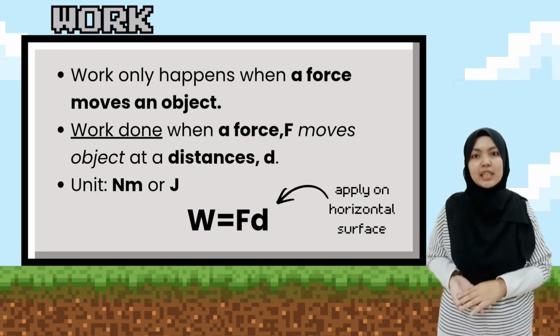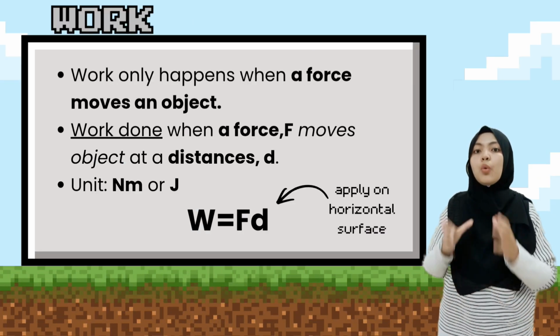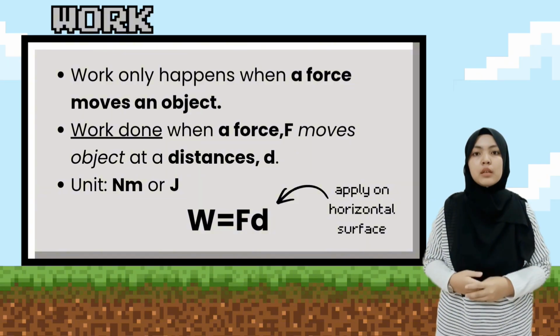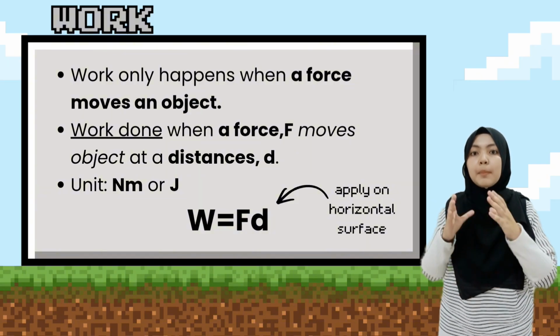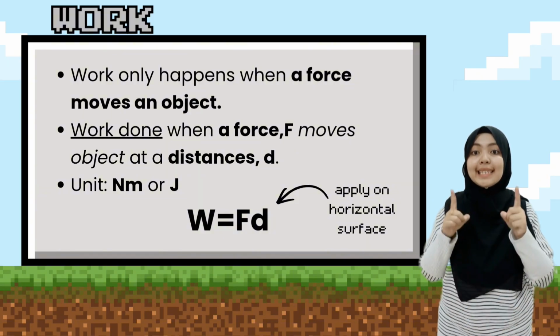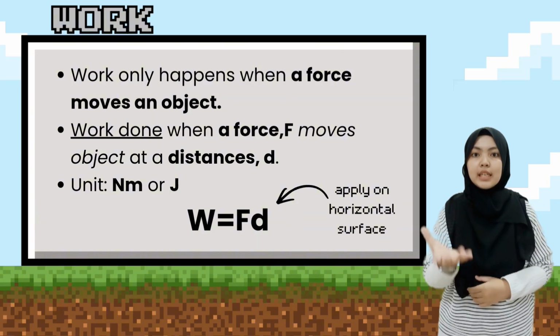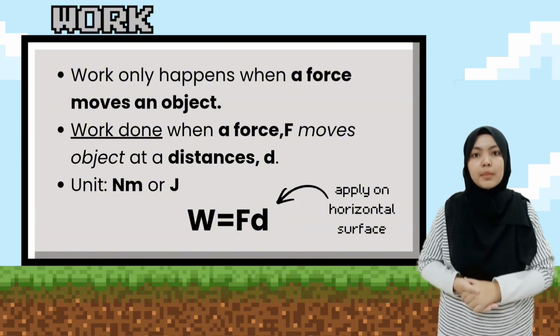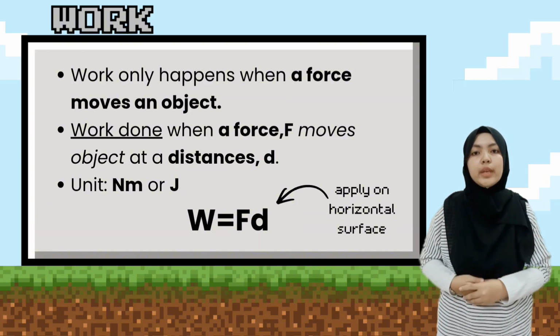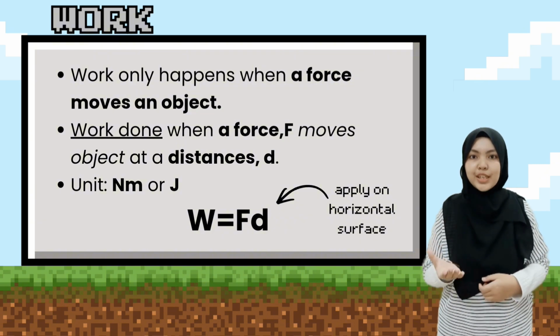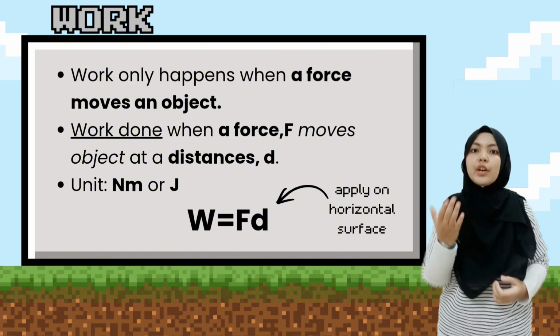Now, let's focus. Work only happens when there is a force that moves an object. So, work is done when an applied force moves an object through a distance. It means that it needs a force and also a distance. From this, we get a formula for work, which is W equal to F times d. W is for the work, F for the force, d for the distance.